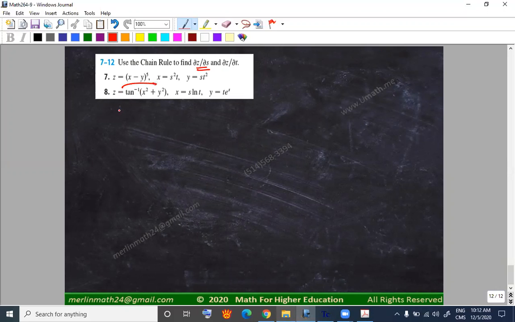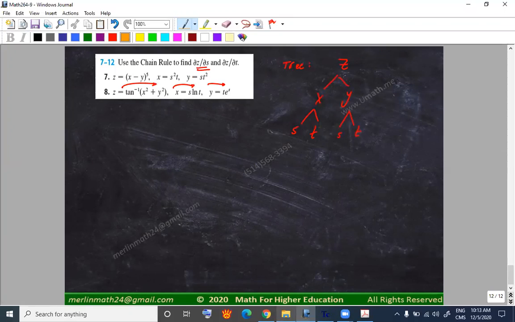Z is in terms of x and y, x in terms of s and t, y in terms of s and t. Before you apply the chain rule, you want to do the tree, we say tree derivative. So we make a tree. The tree would be z based on x and y, and the x itself based on s and t. Y is based on s and t.